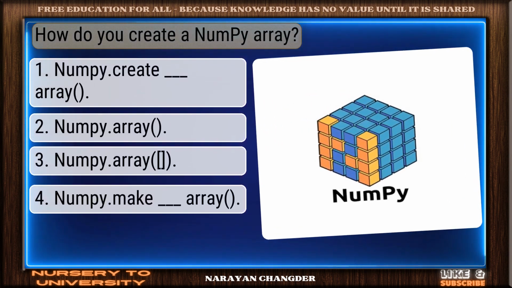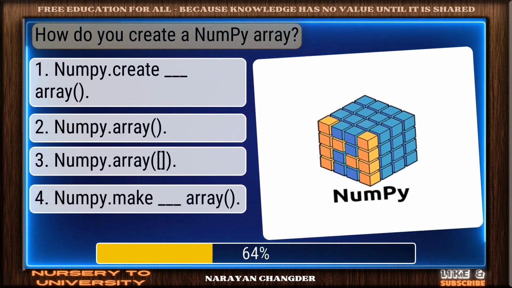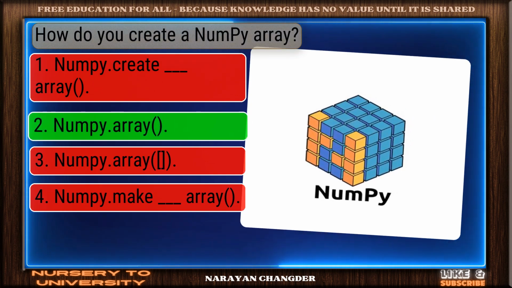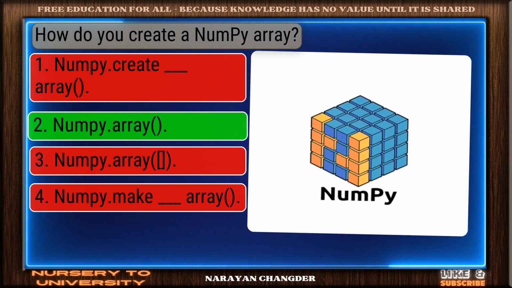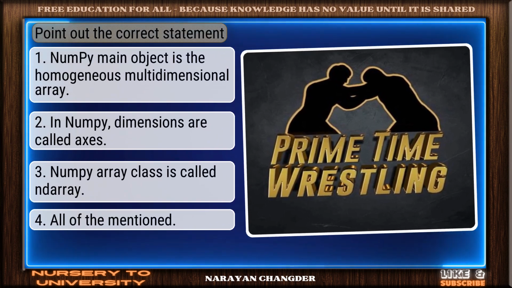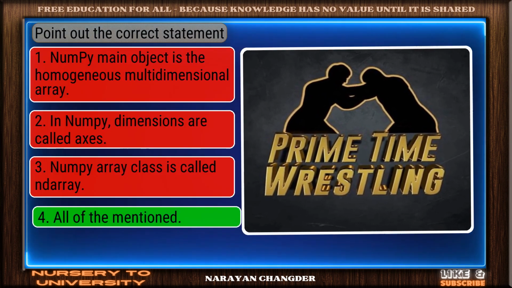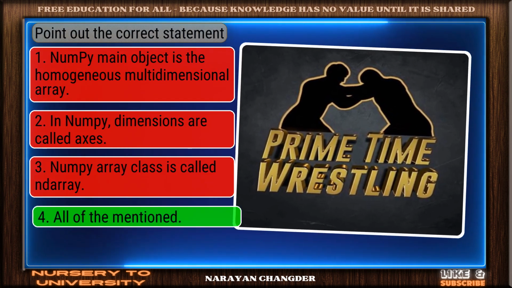Question number 61. How do you create a Numpy array? Clear logic. Your choice, Numpy array, is sound and 100% true. Question number 62. Point out the correct statement. Well reasoned. All of the mentioned is the correct choice.